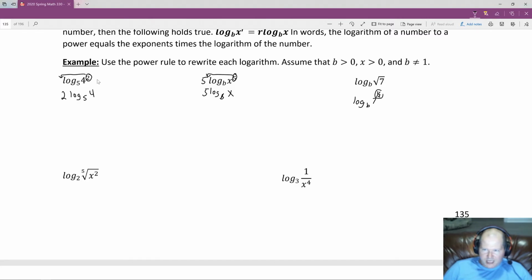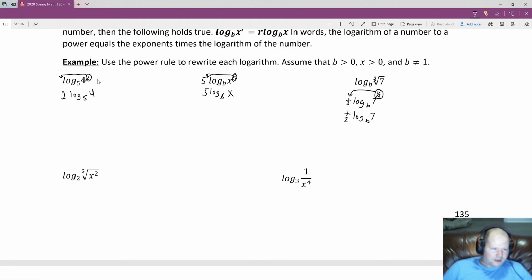So we're going to take this 1/2 exponent. Again, the understood or implied index of a square root is a 2. If you don't see anything, it's a 2. It's understood to be a 2 or implied to be a 2. So we're going to end up with a 1/2 exponent here. We're going to pull that to the front. And we end up with 1/2 log base b of 7.